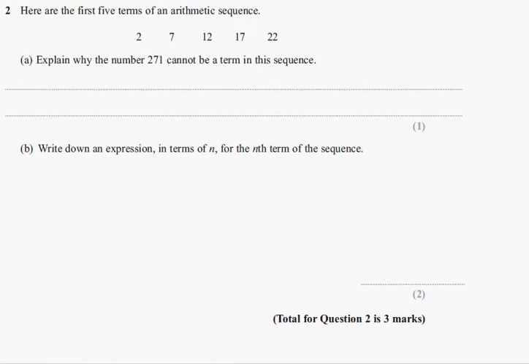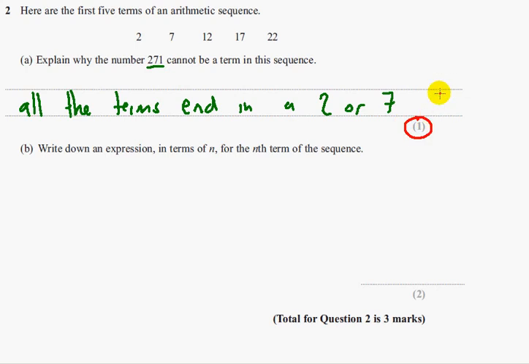So this is worth 1 mark. If you wrote that, then you'll get the 1 mark for part A. So all the terms end in a 2 or 7, and 271 does not end in a 2 or 7. Simple as that. That's worth 1 mark, and if you said something like that, that's enough.